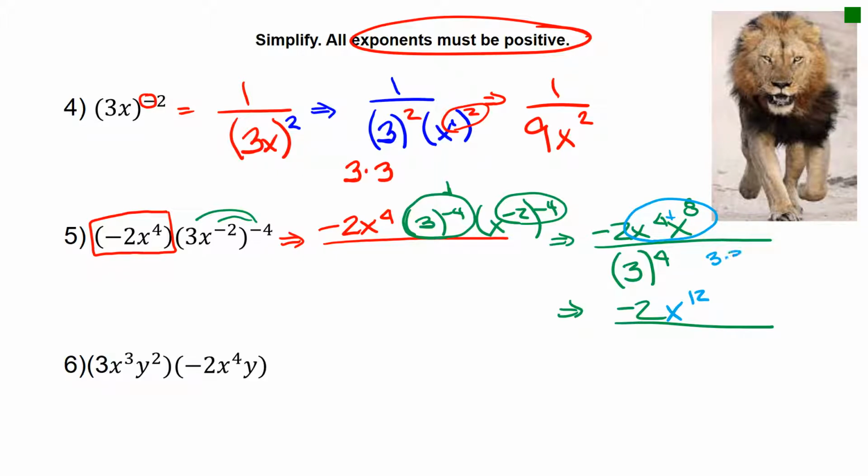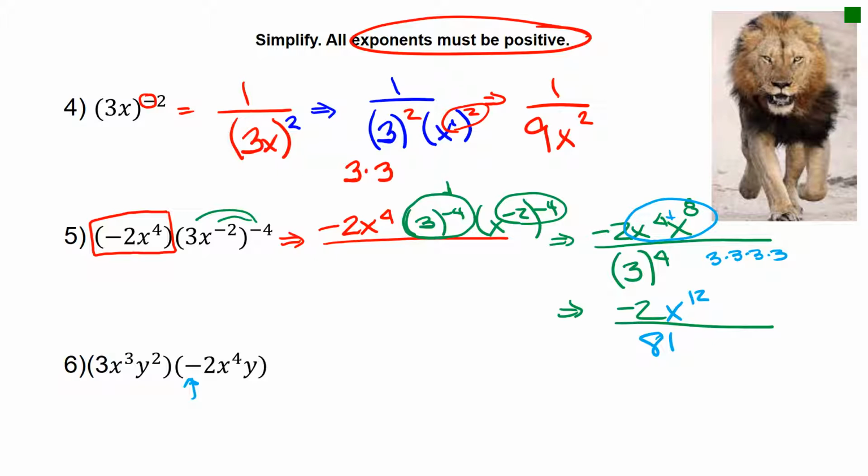3 to the 4th is 3 times 3 times 3 times 3, which is 81. And that's your final answer. On number 6, we're trying to trick you here with that negative 2. Don't fall for it. The lion will eat you if you fall for it.